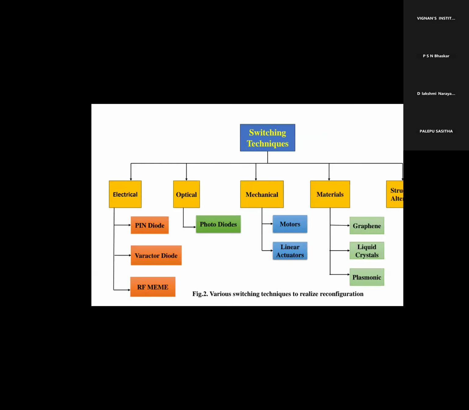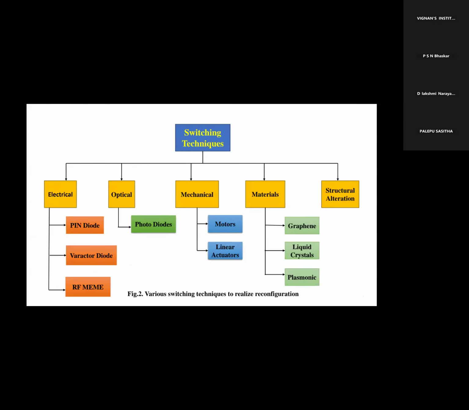These are the different types of switching techniques: electrical, optical, mechanical, material, and structural alteration. For electrical, we can use a PIN diode, a varactor diode, or MEMS, and optical uses a photodiode. Mechanical uses motors and linear actuators. For material, it is graphene, liquid crystal, plasma, and also structural. These are the different types of switching techniques. We will discuss them one by one.